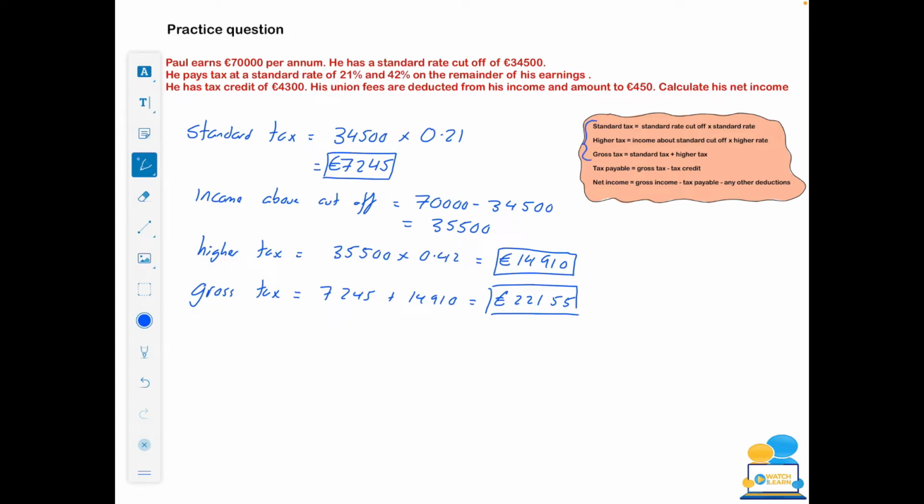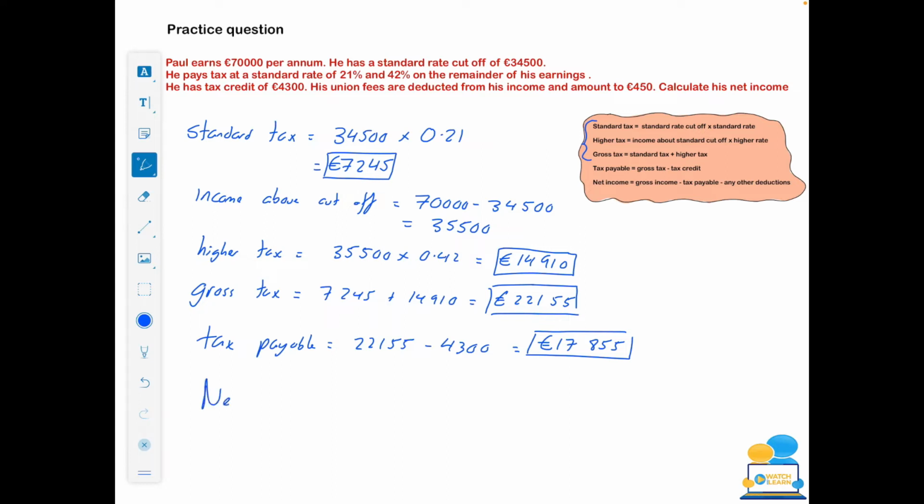Basically there I've just used the first three formulas to get down as far as gross tax. Now we need to calculate his tax payable, so we're using formula 4. Someone is telling him that he needs to pay 21,155, but really there's a little bit he can take off. So he can take off 4,300. That will mean he'll actually have to pay 17,855. So that's the amount of tax he really has to pay. He doesn't have to pay the big number, he can take a little bit off of it.